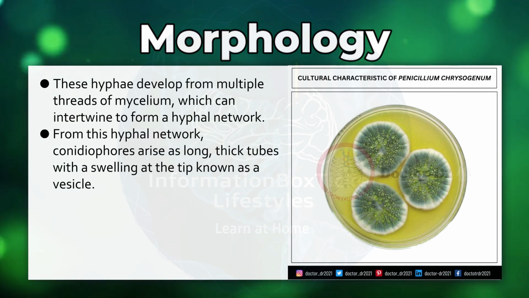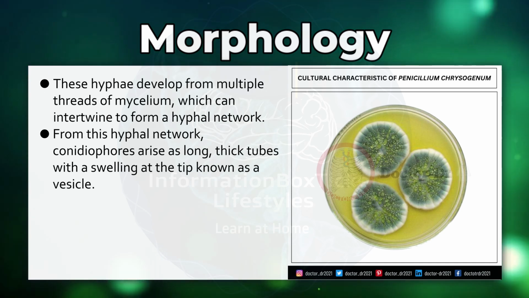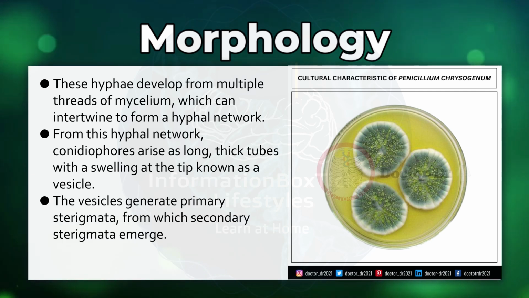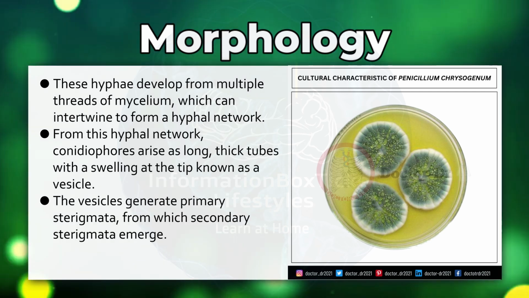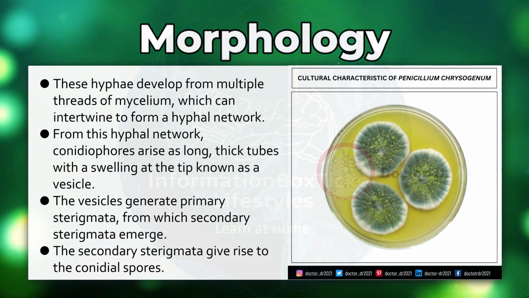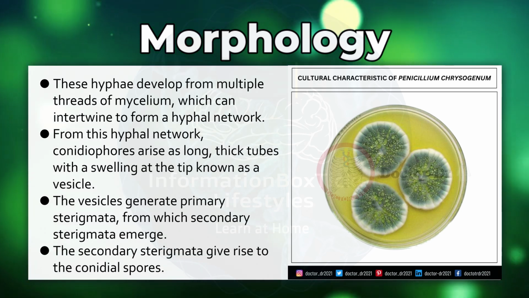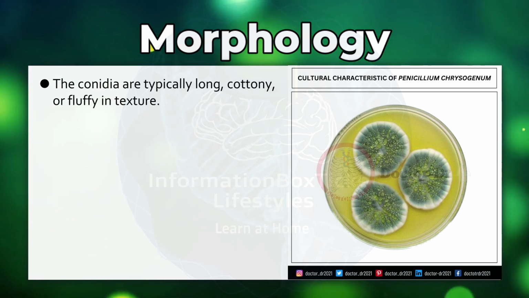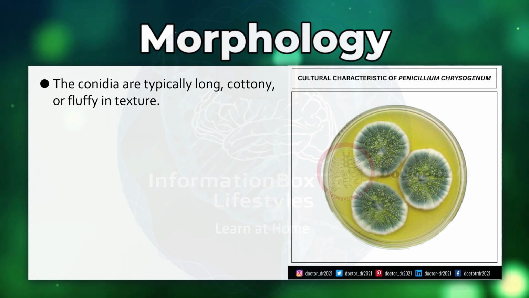From this hyphal network, conidiophores arise as long, thick tubes with a swelling at the tip known as a vesicle. The vesicles generate primary sterigmata, from which secondary sterigmata emerge. The secondary sterigmata give rise to the conidial spores. The conidia are typically long, cottony, or fluffy in texture.